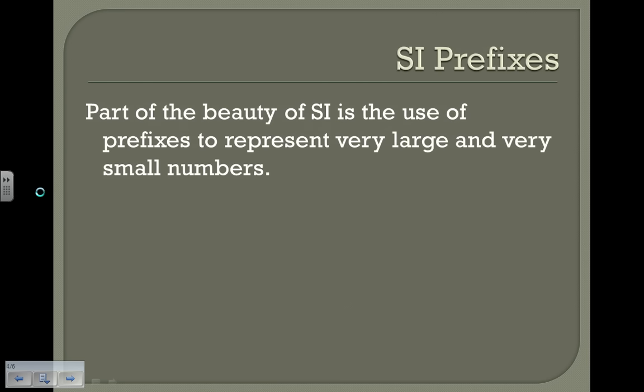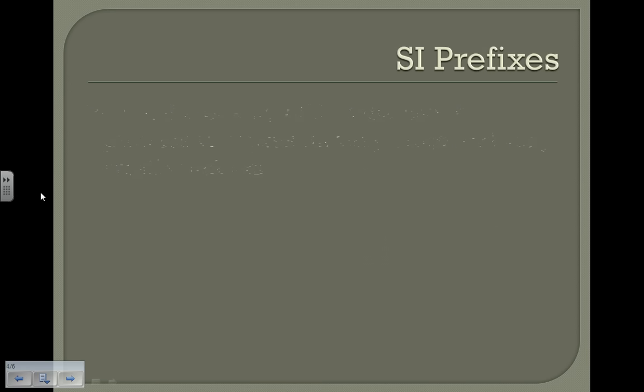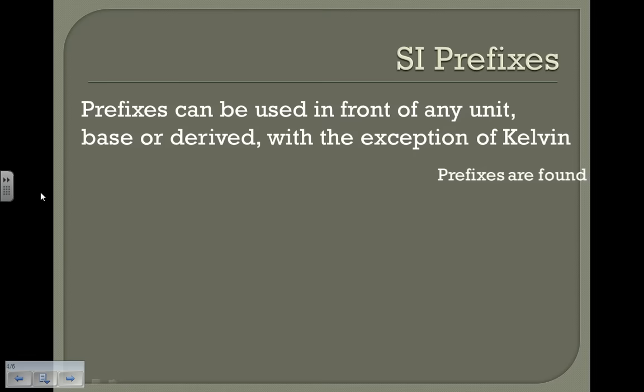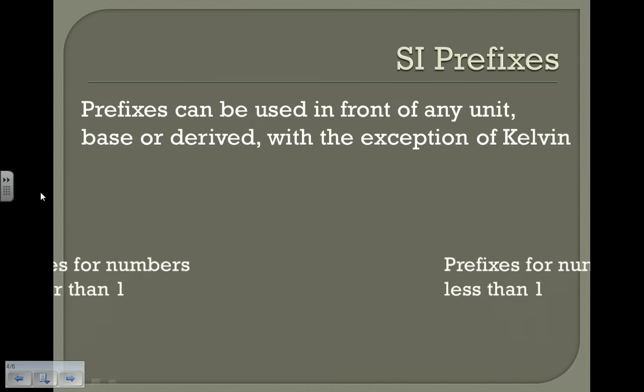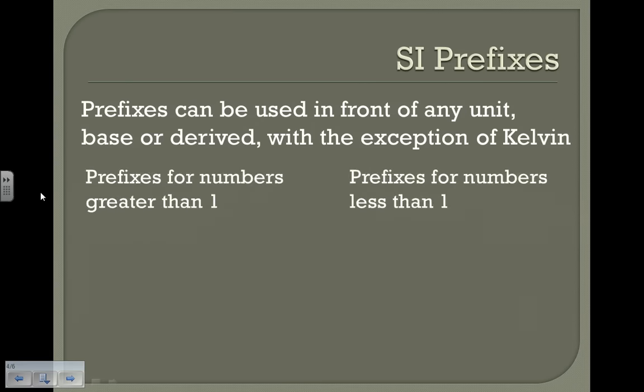Okay. As we move along, one of the biggest beauties of the SI system is that we can use prefixes to represent large and small numbers. And so there's a list of prefixes on page 26 of your textbook, the Coates and Treichel textbook. And again, I would try to make sure that you memorize these.